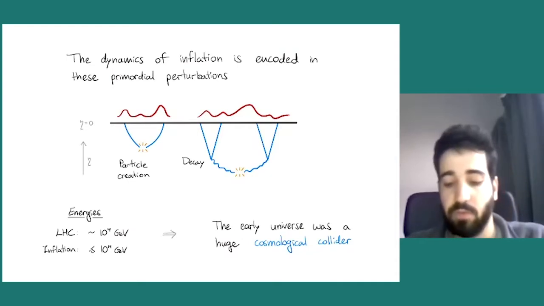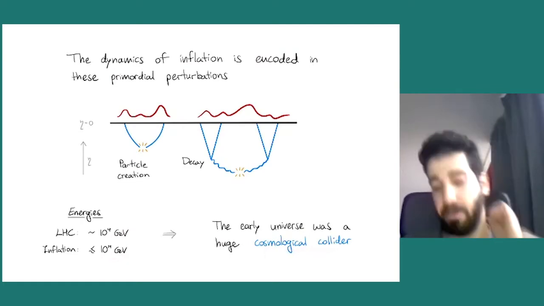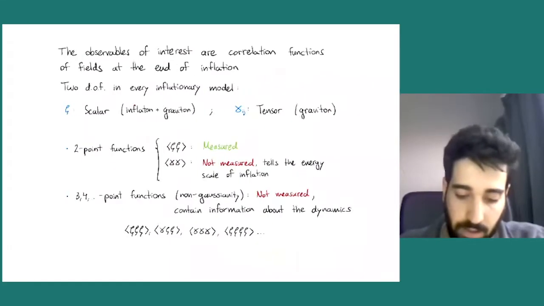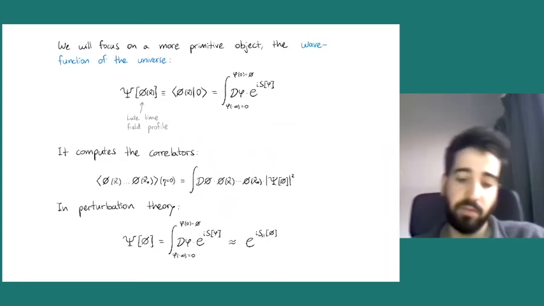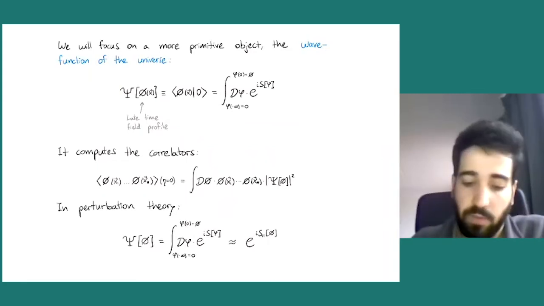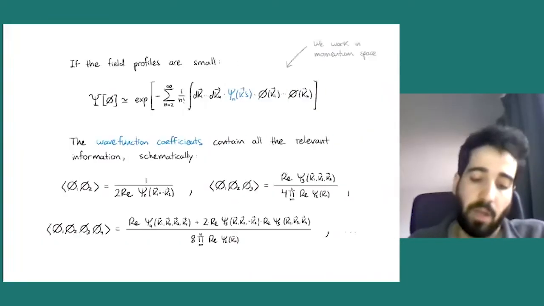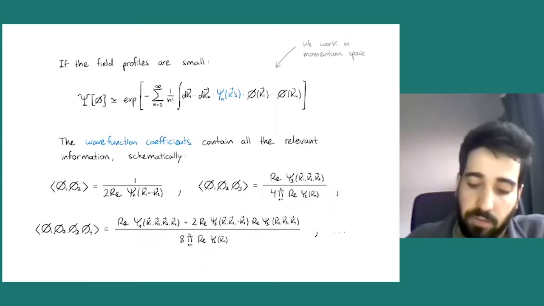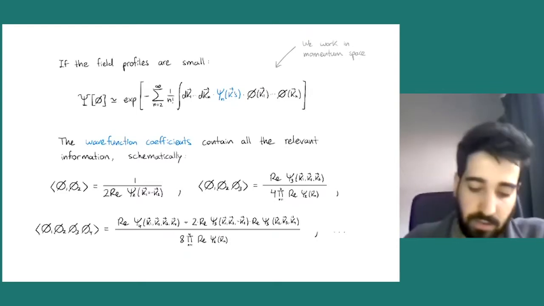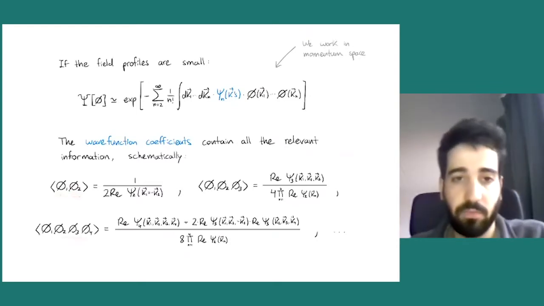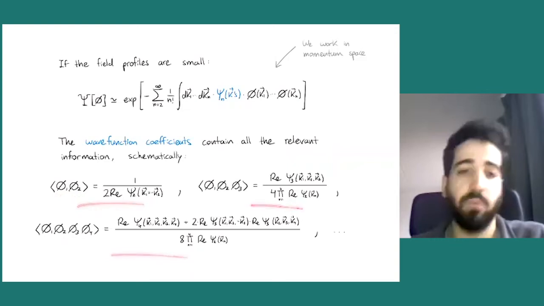This is important because inflation was very energetic, so we basically have a cosmological collider with very, very high energies. Those were the observables of interest, but we would work with a more primitive object, which is the wave function of the universe, which is actually a wave functional, which computes these correlators. All of the information about this wave function is contained in the wave function coefficients, and those are the actual objects that we are going to try to compute. They are related to the cosmological correlators, in perturbation theory, in a more or less simple way.